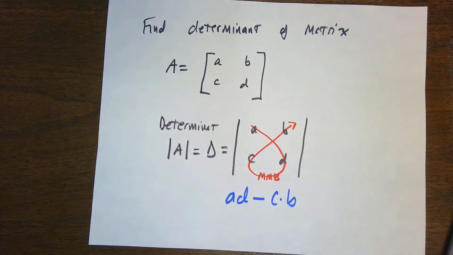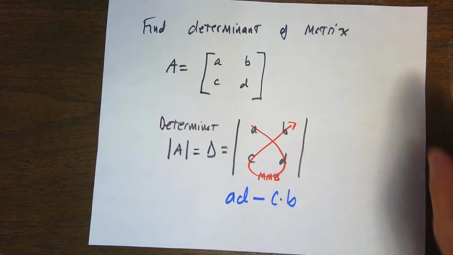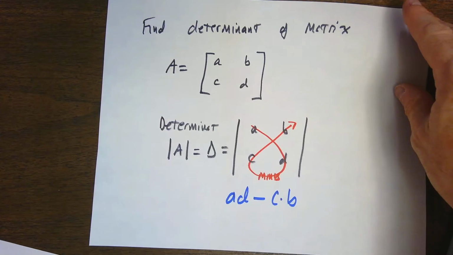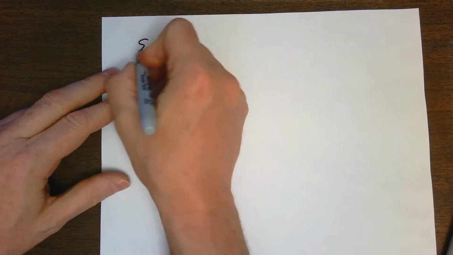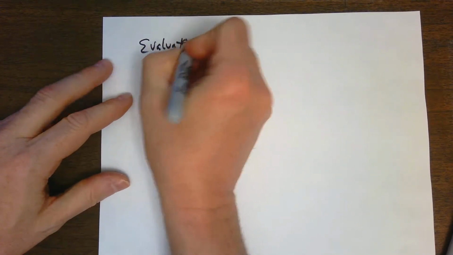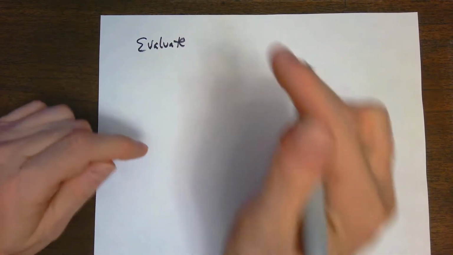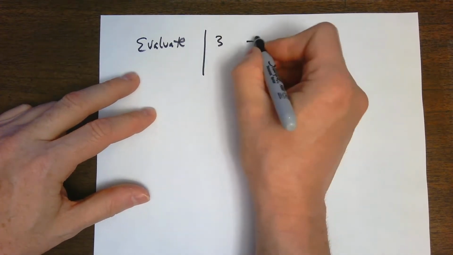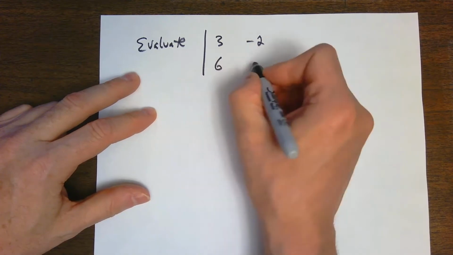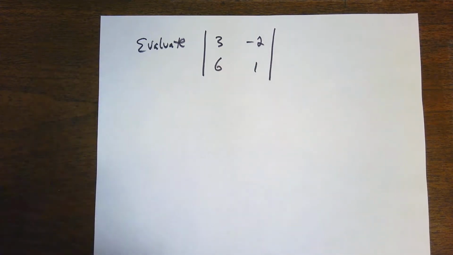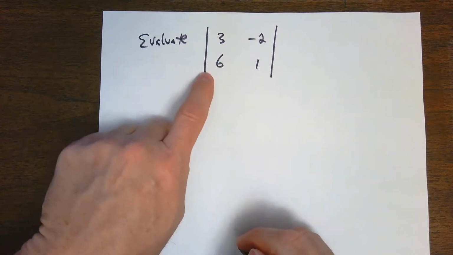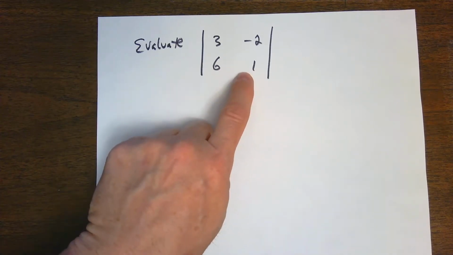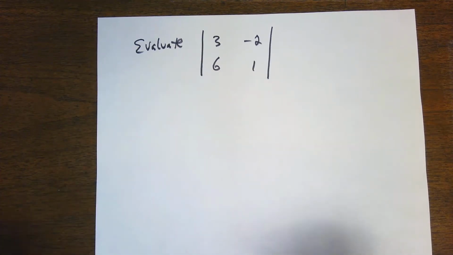Hopefully that little trick will help you remember how to find the determinant of a matrix. Let's get a matrix and find the determinant. So evaluate, gosh, I keep picking up different pens and they're all going dry on me. I'm doing so many. Here, let's see. 3, negative 2, 6, and 1. So this is evaluate the determinant of this matrix. I haven't used green in a while. Let's see what happens there.